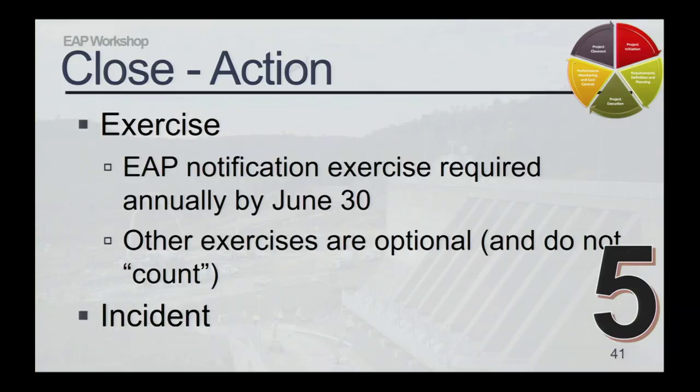The legislation requires that the EAP be exercised once a year by June 30th. And this exercise is a notification exercise of the flowchart, otherwise known as a call-down drill. So the purpose of this drill, you're going through your notification flowchart in case of an emergency, is first to refresh those minimum emergency procedures for your dam personnel, identify any gaps or errors in that notification process, and prepare to preserve life and reduce property damage. California law requires this be done by June 30th every year.